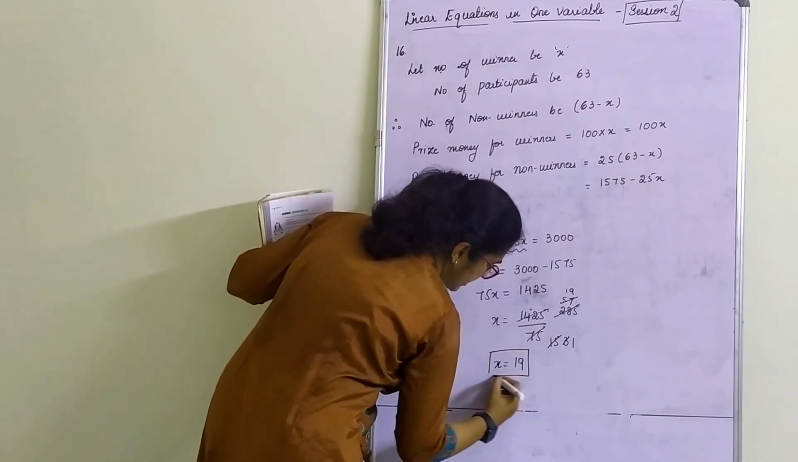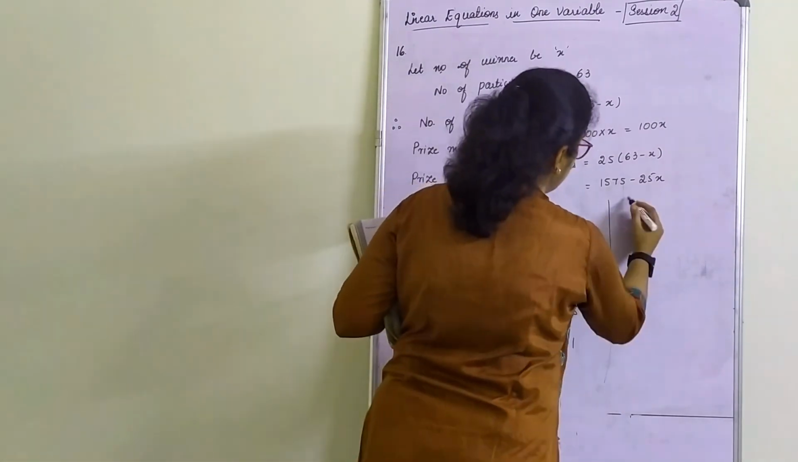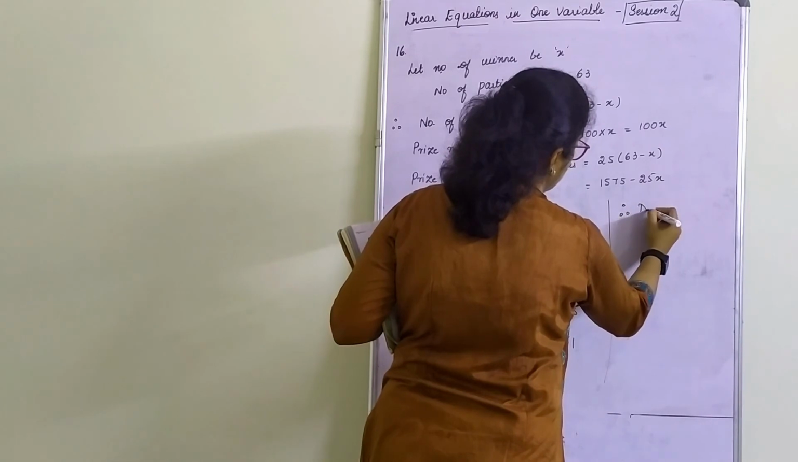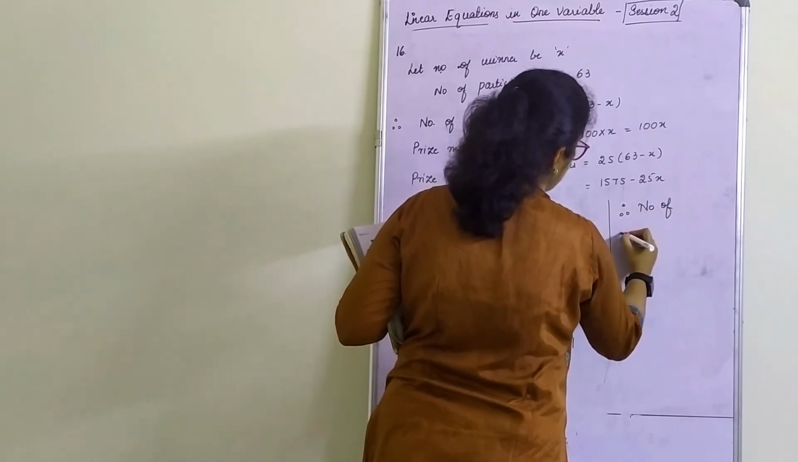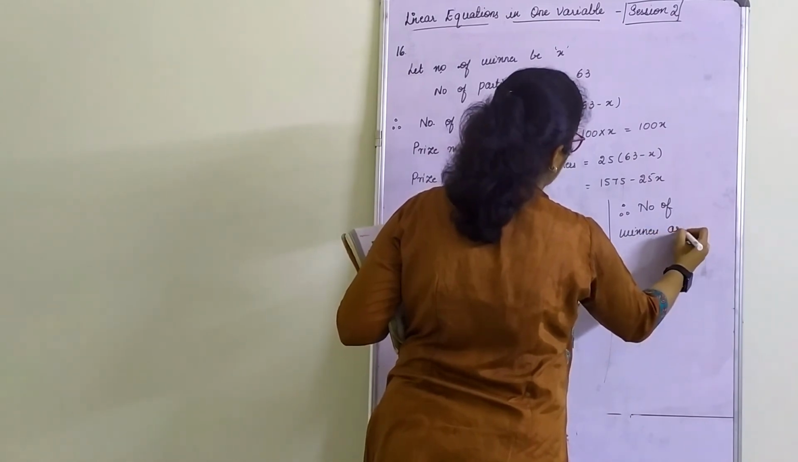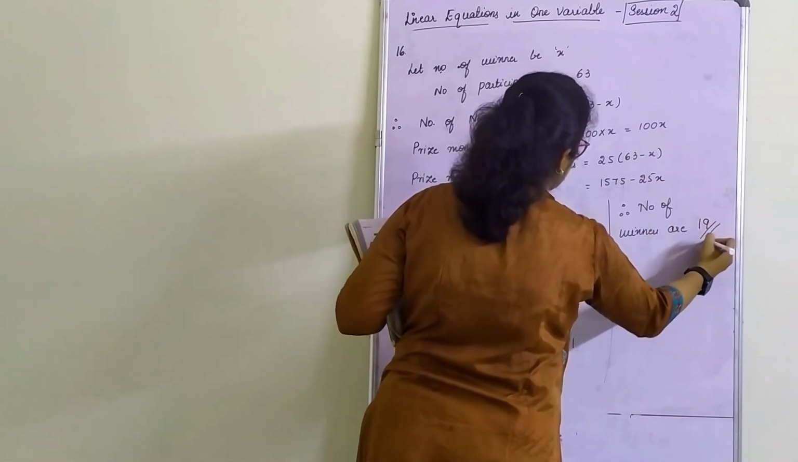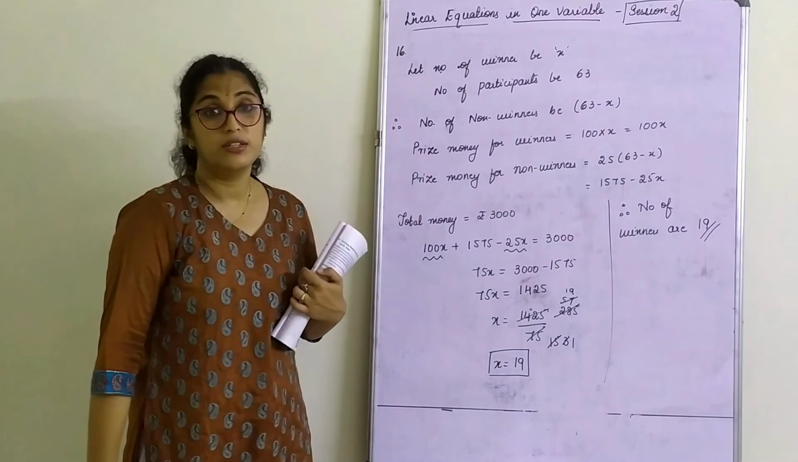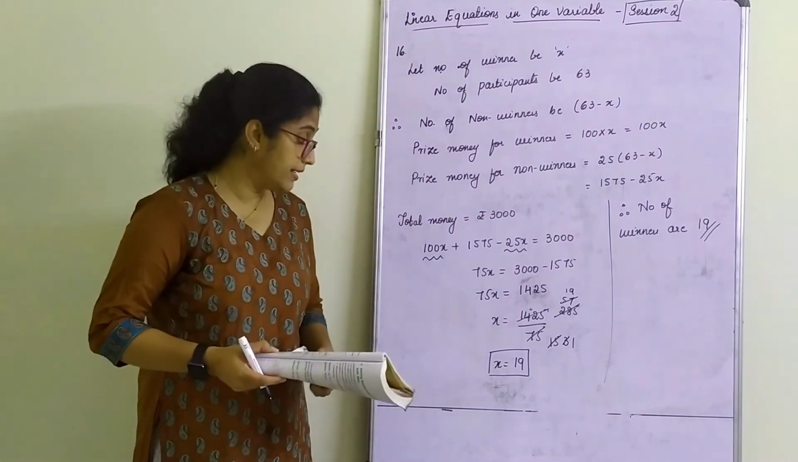What is this 19 here? Therefore, the number of winners is 19. Correct? So that is where we complete this question.